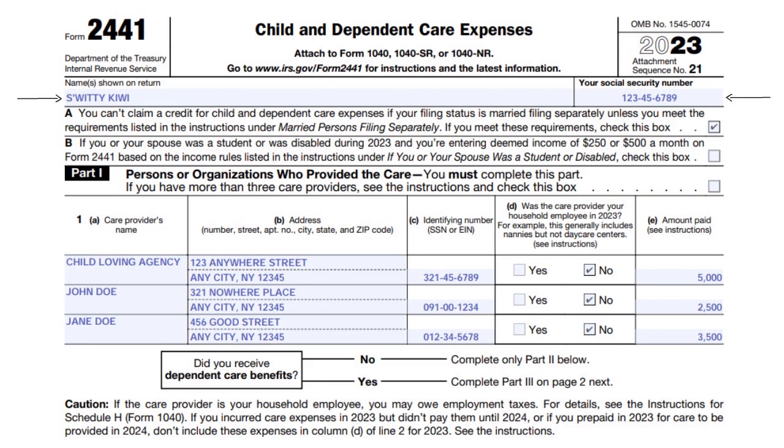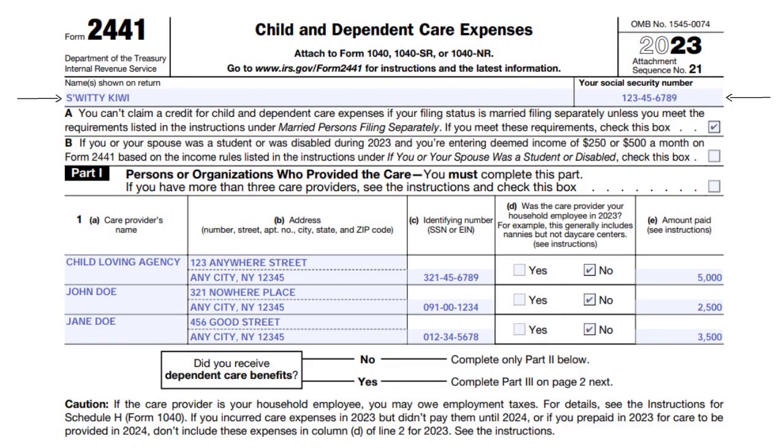So part one basically relates to persons or organizations who provided the care, because remember, Form 2441 is all about child and dependent care expenses. So you've got to list the people or the organizations that actually provided the care. So in column one, you can see here that we put the child care provider's name. It can be a company or it can be a person. So the first line we put a hypothetical agency.